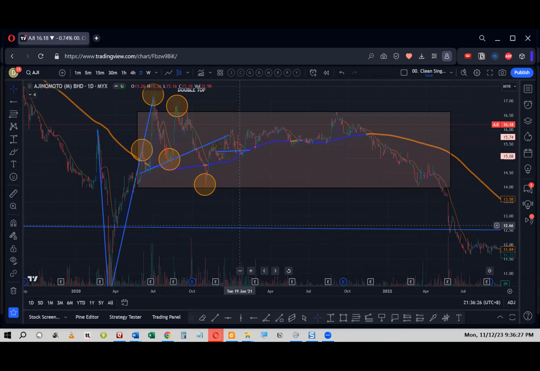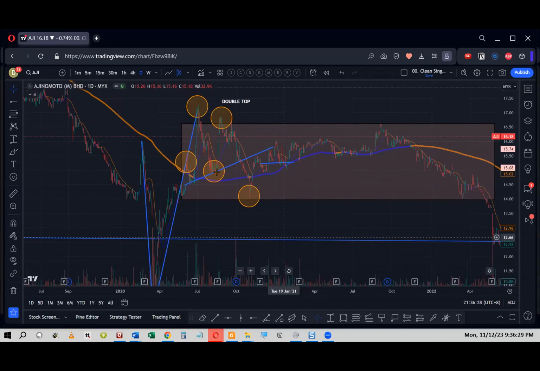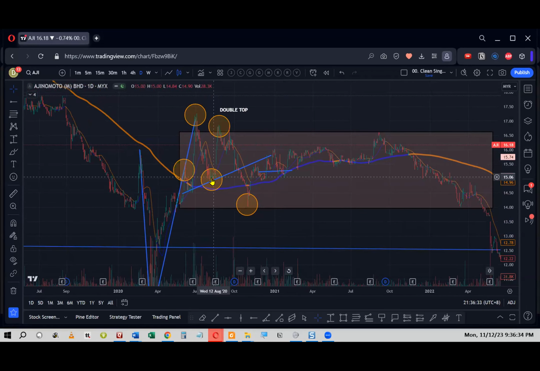Okay, this one is double top. Actually, you have to identify the neckline first. Where is the neckline? Which one? Should be here. So here. Then this will be your... Okay. Then they decided to break down.